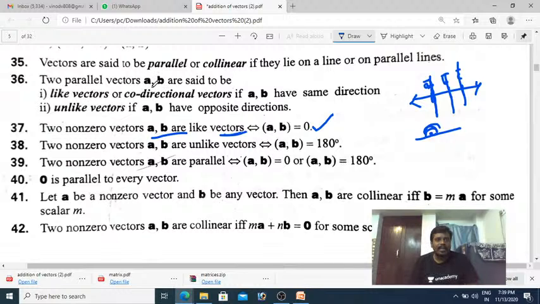Two parallel vectors A, B are said to be like vectors or co-directional vectors. Like vectors are co-directional, both are in the same direction. A, B have the same direction. Unlike vectors means A, B have opposite directions. Both are in opposite directions. The angle is 180 degrees. Yeah, these are all properties, you can just see.